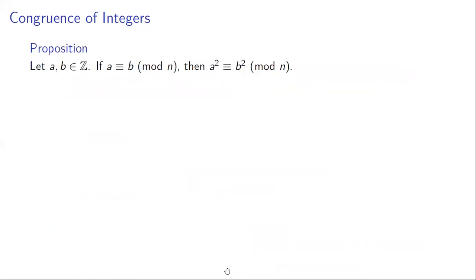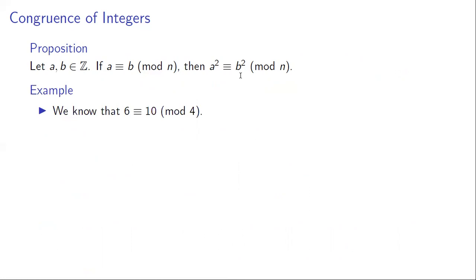All right, now let's do a proposition involving congruence, and let's do a proof of it, of course. So let a and b be any integers. If a is congruent to b mod n, then a squared is congruent to b squared mod n. That's the claim. That's what the proposition claims. Let's do an example first, just to make sure we understand what the proposition is saying. So we know that 6 is congruent to 10 mod 4, right? We had that example just before.